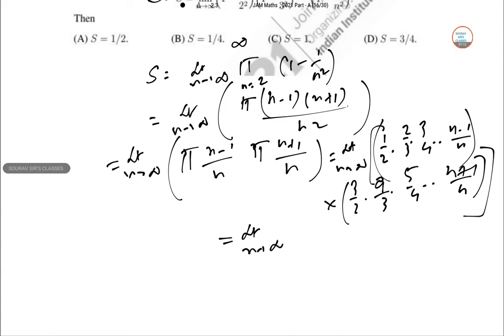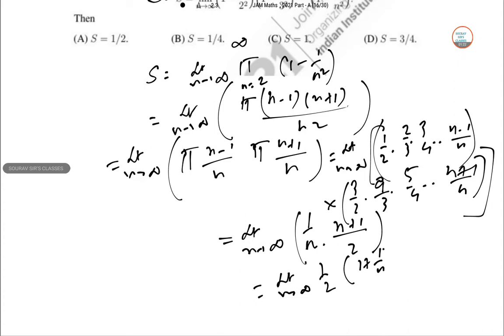So limit n tends to infinity 1 by n, n plus 1 by 2. So limit n tends to infinity half into 1 plus 1 by n. So this is half. If you put this 1 plus 0, so the value is half. So option number A is correct. So the answer to question number 16 is A.